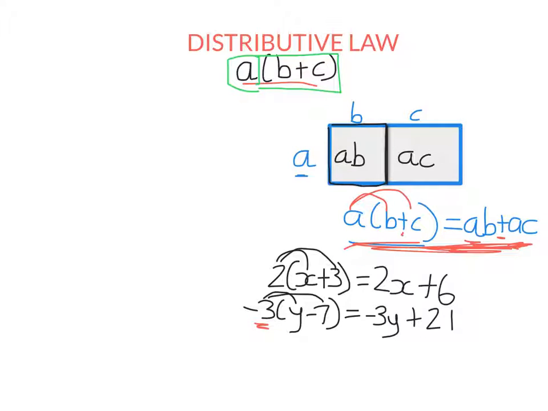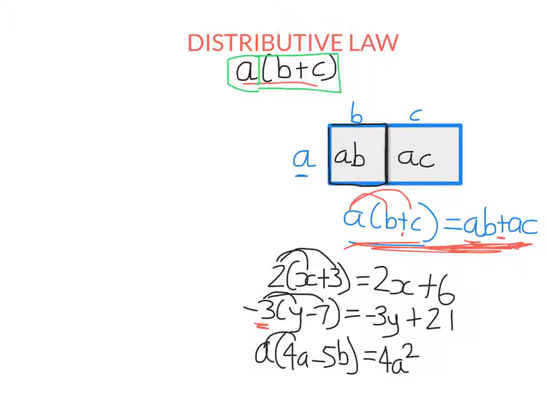Sometimes the thing outside the brackets will be a pronumeral. So I've got something like a outside of 4a minus 5b, same thing. So a times 4a is 4a squared. Make sure you don't make this mistake. People mix up a squared and 2a. a times a is a squared. a plus a is 2a.